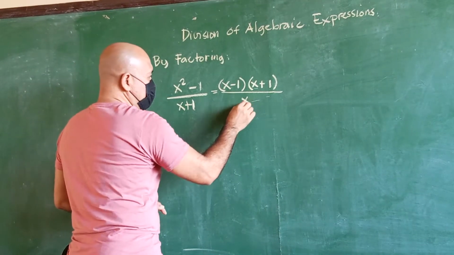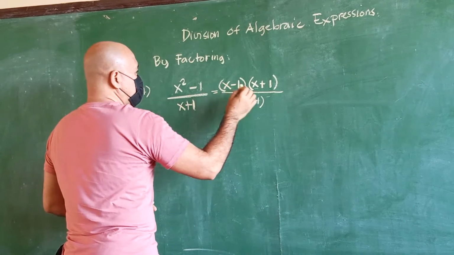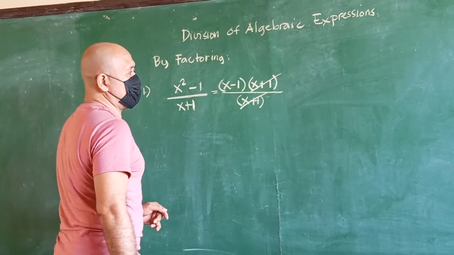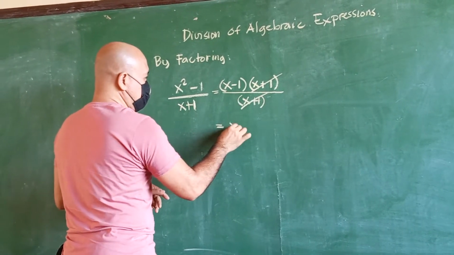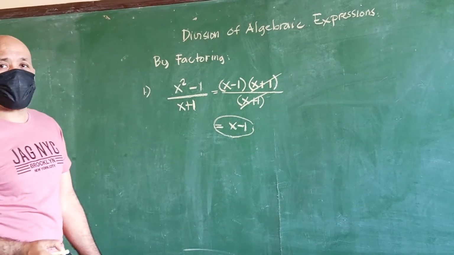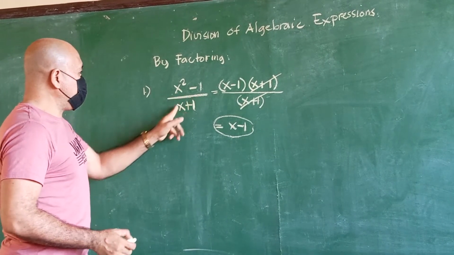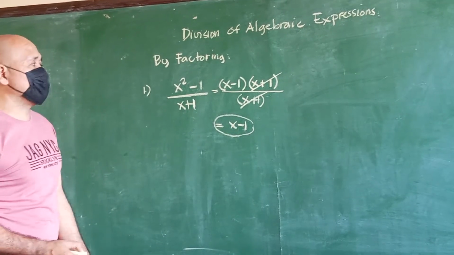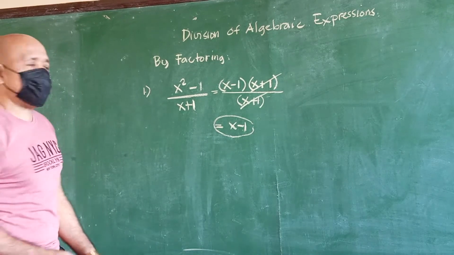And then copy x plus 1. Then look for the common expression in the numerator and denominator, and that is the time to perform the division by cancellation. So the answer is x minus 1. As simple as that, if you have mastered factoring algebraic expressions. So x squared minus 1 divided by x plus 1, the answer is x minus 1 by using the factoring method. For this part, you need mastery of factoring algebraic expressions.